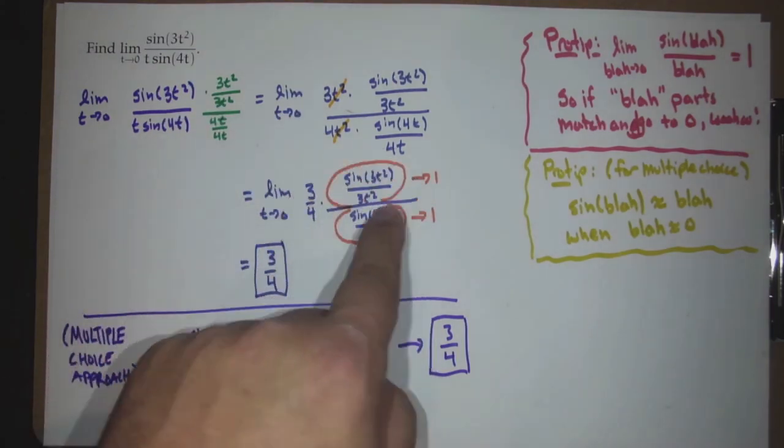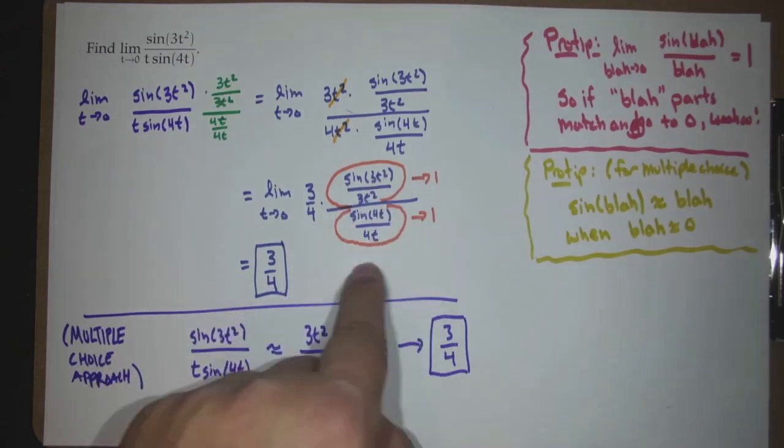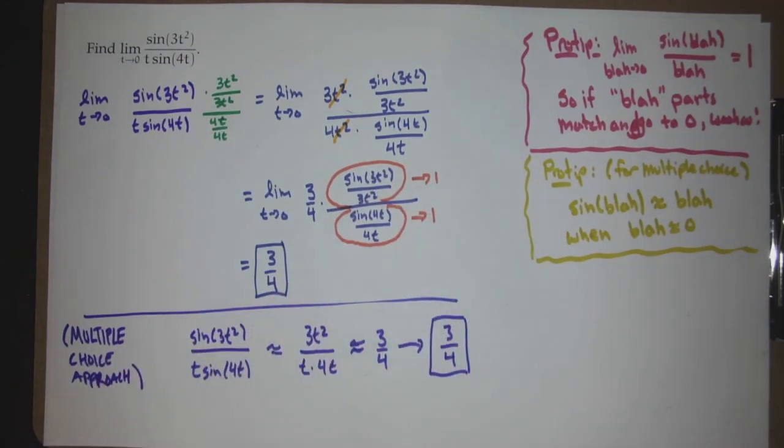3/4 times something which goes to 1 times something which goes to 1, so the answer is 3/4. That's if you have to justify it. All right, now what if you don't have to justify it?